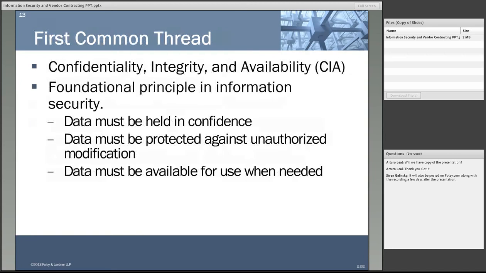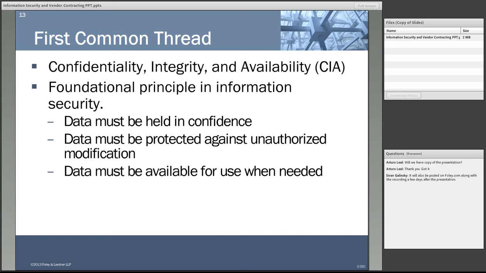And on the next slide, we have found that there are basically three threads that run through the overwhelming majority of these requirements. In fact, pretty much most areas in the world have these sort of three concepts built into them. So the first one we want to talk about is confidentiality, integrity, and availability.